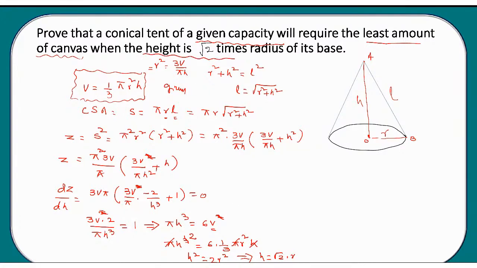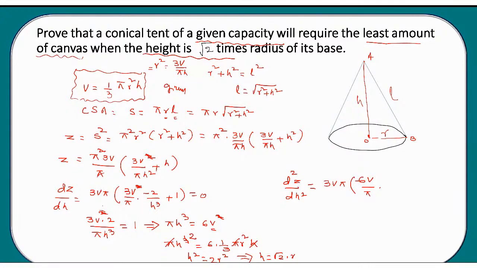But whether at this h the surface area is minimum or not has to be verified, for which you need to differentiate once again. We'll differentiate the function once again. d square z by dh square, so that is equal to 3v pi into 6v minus 6v by pi into this 1 by h cube.